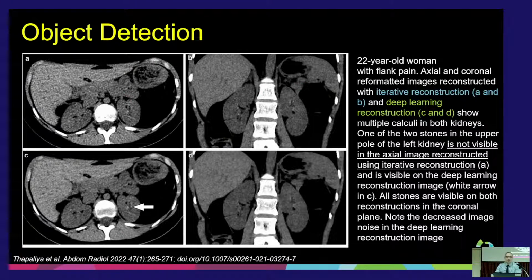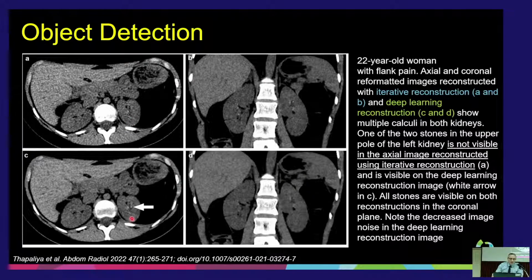So in another paper we published, we looked at iterative reconstruction versus deep learning reconstruction. And we did it for a very simple task. We asked our radiologists to look at and count how many stones were in the image. So this is a very easy task in general. I don't think our radiologists worry too much about this. And so here you can see iterative reconstruction. You can see here in the left kidney, you got a stone, right? Hopefully you guys can see that.